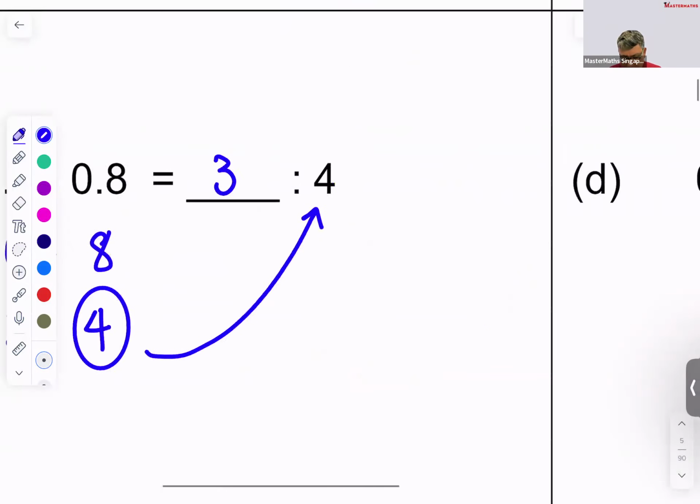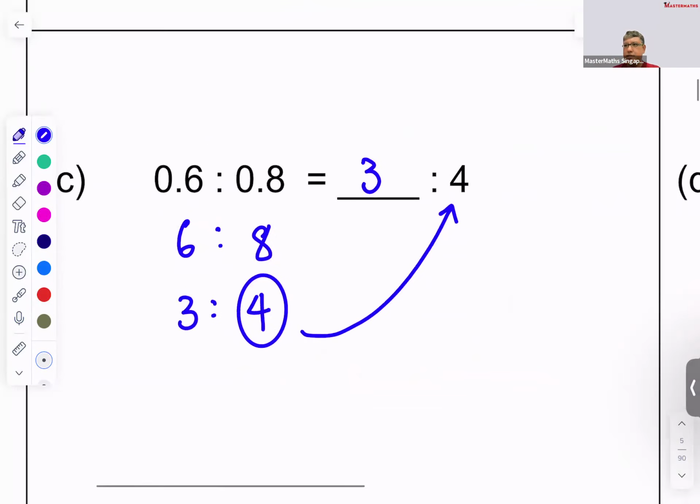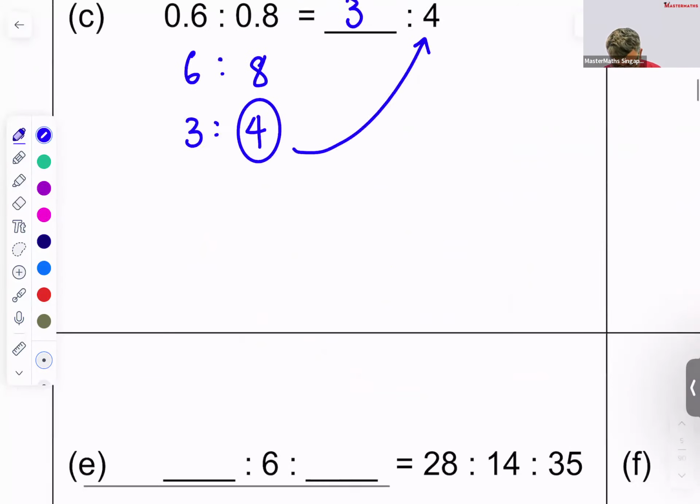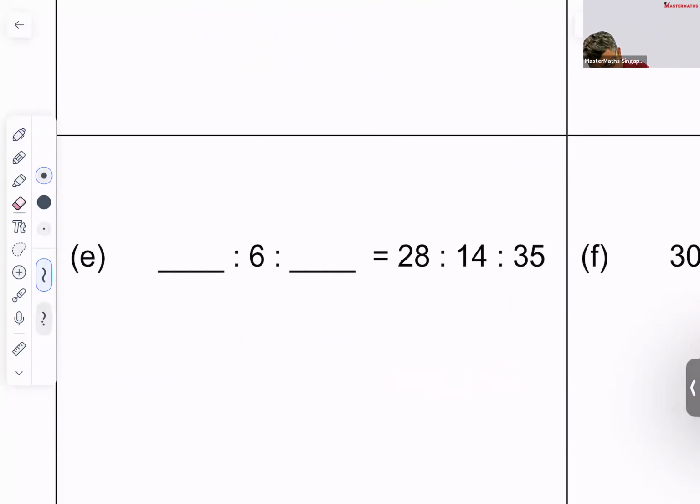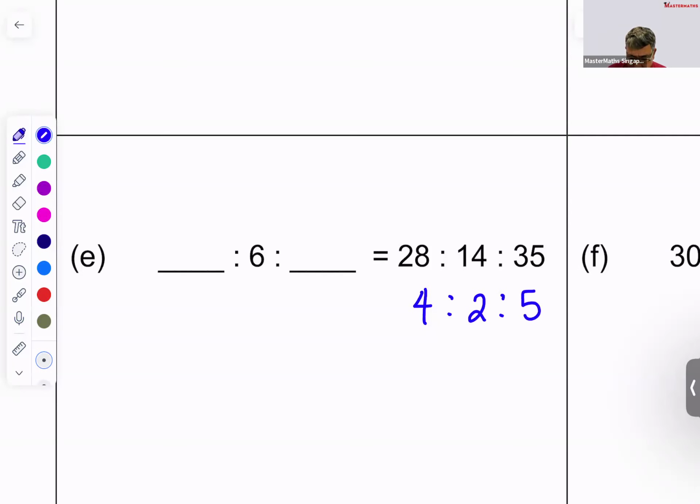Okay? Anyone needs more time to digest this? Nara, okay? Kenna? Oh no, look at this. So what do we do first? We divide everything by 7. We write 4 is to 2 is to 5. Then look at the middle term, right? 2.